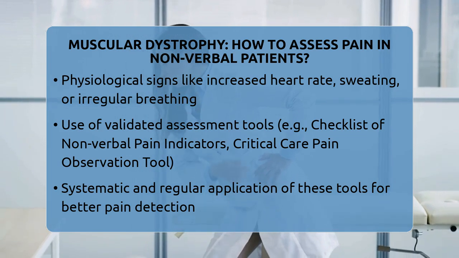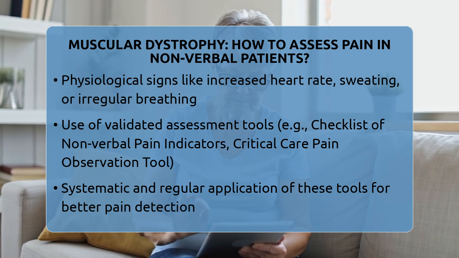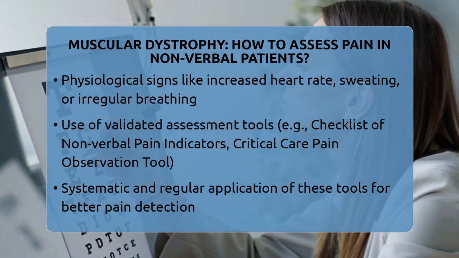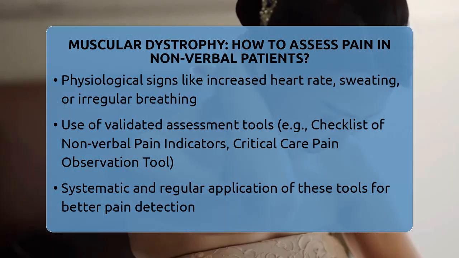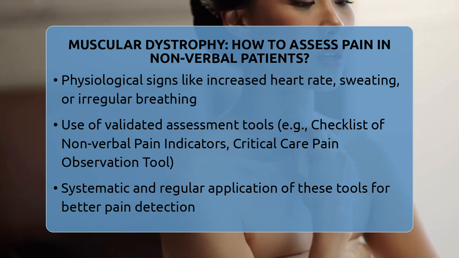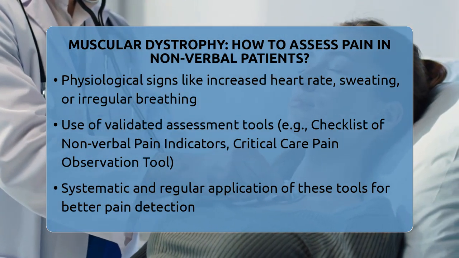Physiological signs should not be overlooked. An increase in heart rate, changes in blood pressure, sweating, or pallor can occur during pain episodes. Breathing patterns might become irregular, especially if pain is severe. Monitoring vital signs regularly can provide additional clues about pain levels.